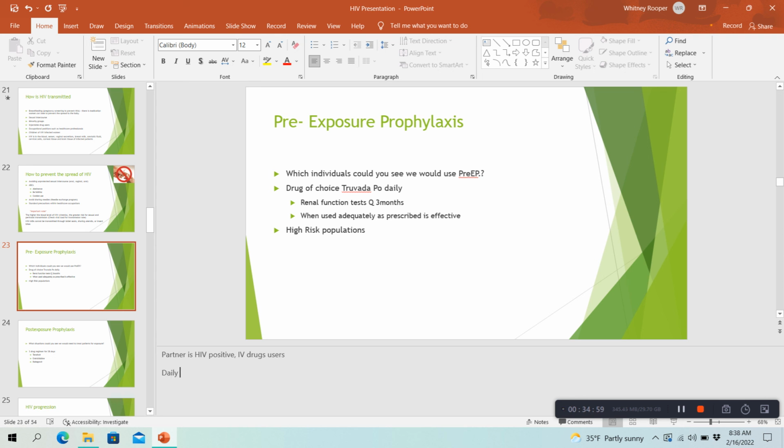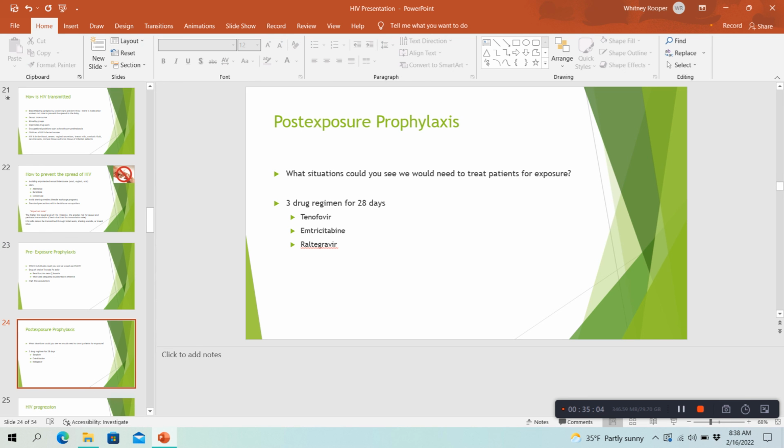So what situations could we see where we need to treat patients for exposure? When do we see exposure happen? Needle sticks. Yeah, so our occupation, right? What else?